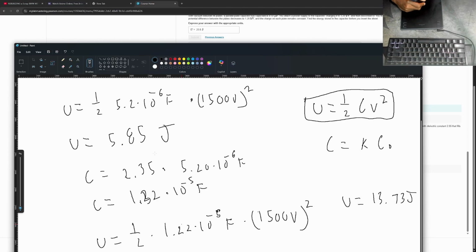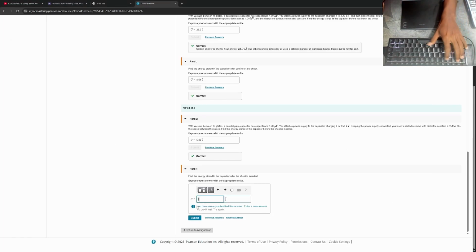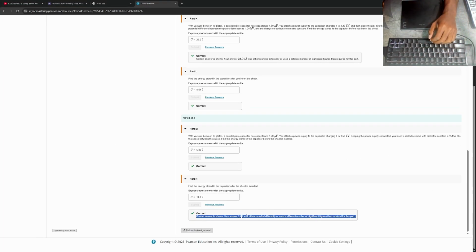And then we can redo this one again too. So erase this. So 1500 squared, 2.25 times 10 to the power of 6 times 1.32 times 10 to the power of negative 5, divided by 2. And so we're left with, let's round this up, 15 joules. That's correct. Yes.